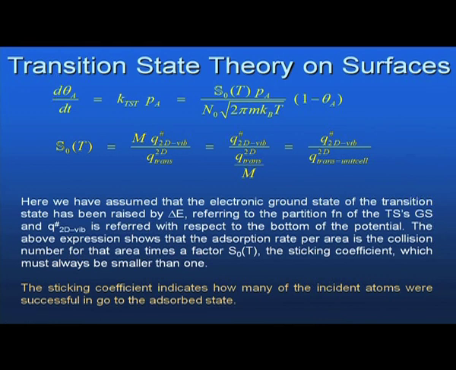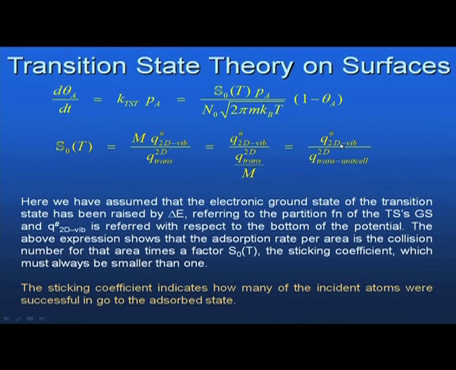Of course, it is a fraction, because suppose there are 100 collisions per unit time. Theoretically 100 atoms should get attached to the surface, but that does not happen, it is less than 100, and this S0T takes care of that. And of course, it is a function of temperature, because these partition functions are indeed functions of temperature, therefore it is S0T.